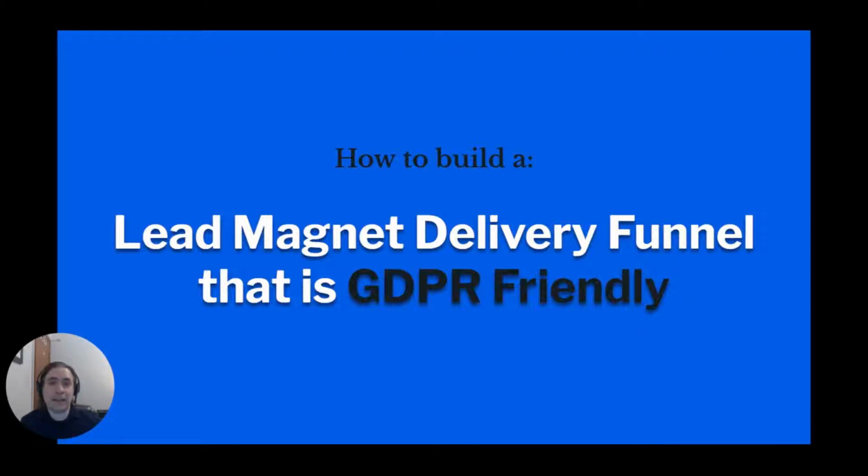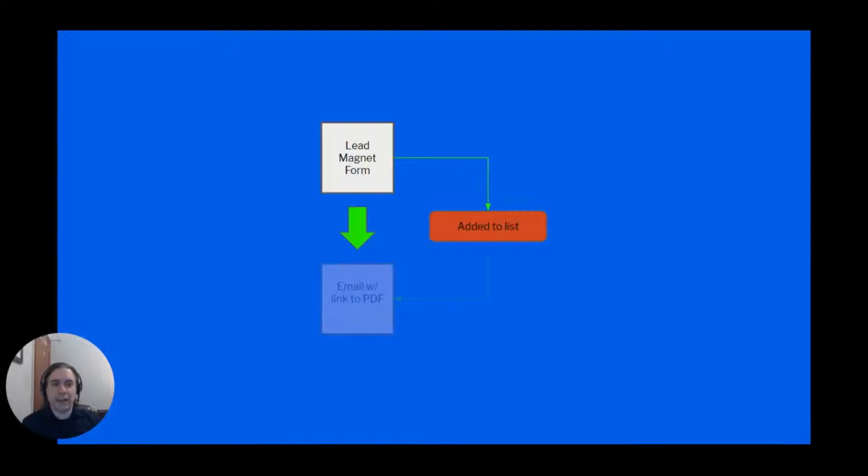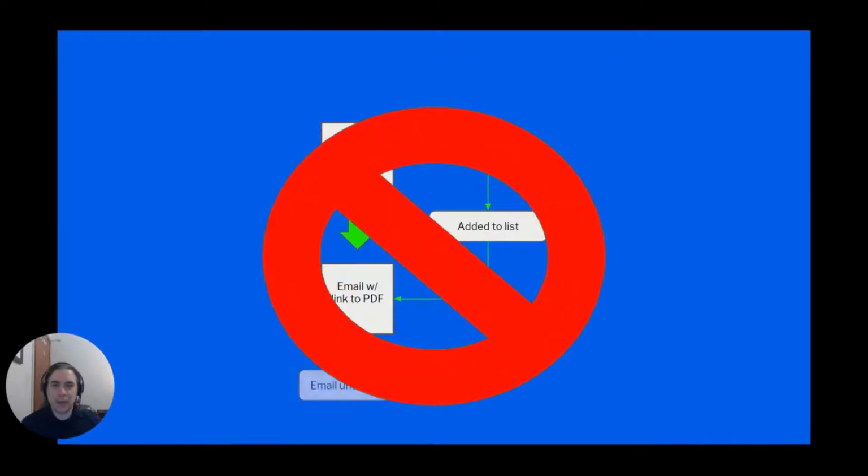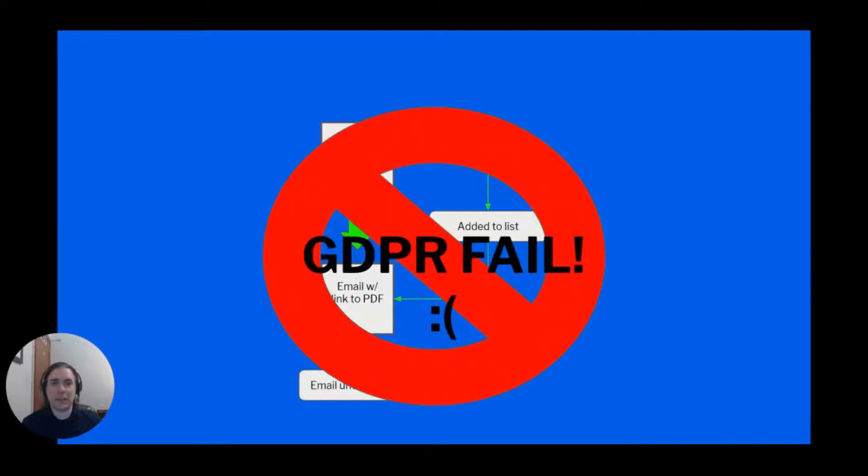All right, so having said that, let's just go through what a regular lead magnet funnel would look like. Someone comes to your site, they fill out a lead magnet form, they would get added to a list, and then they would be delivered an email with a link to the PDF or the resource, and then you would proceed to email them forever until they buy. However, that's a complete GDPR fail.